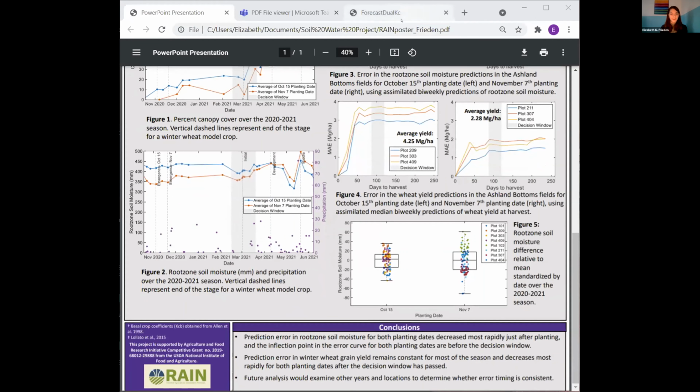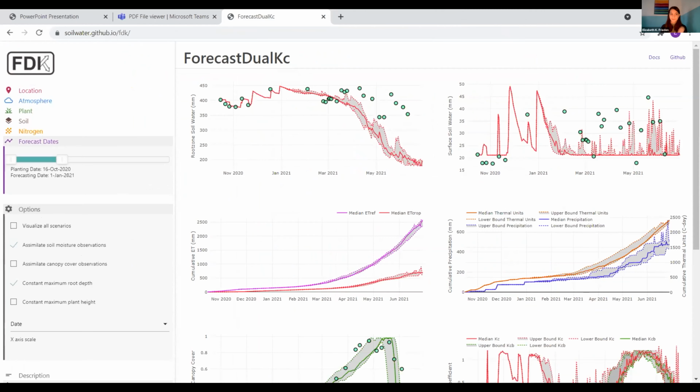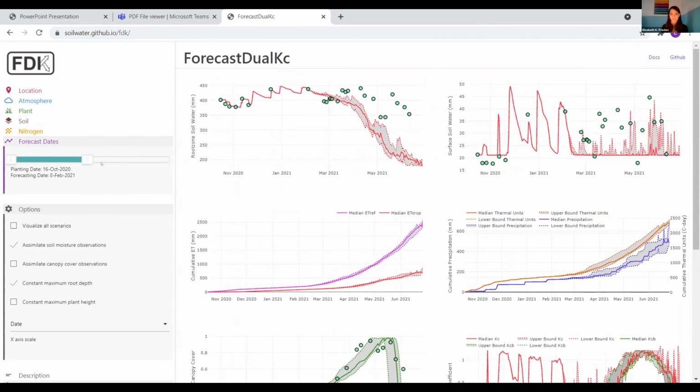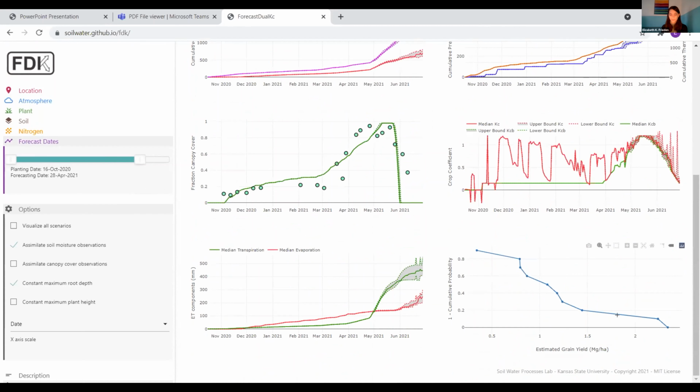And then I guess just here's the model. As an example, this is for plot 303. You can change the forecasting date and you can see the root zone soil moisture, and these green dots are the observed values. As you change the forecasting date, it changes the prediction for root zone soil water. And down here, the same for the wheat yields.